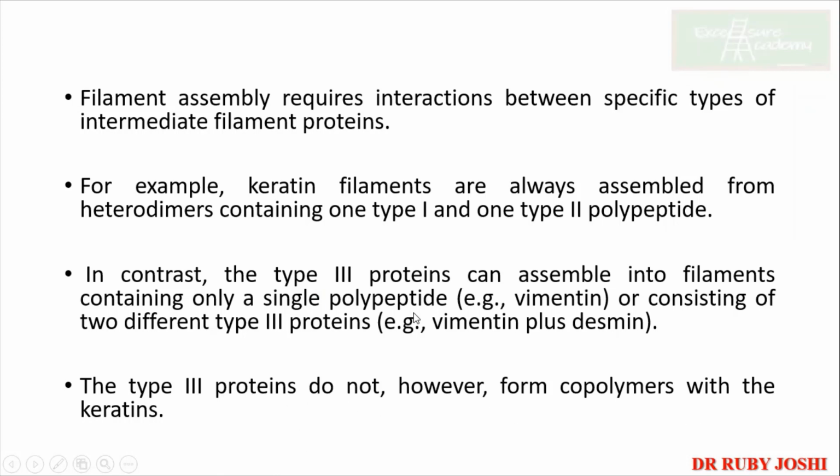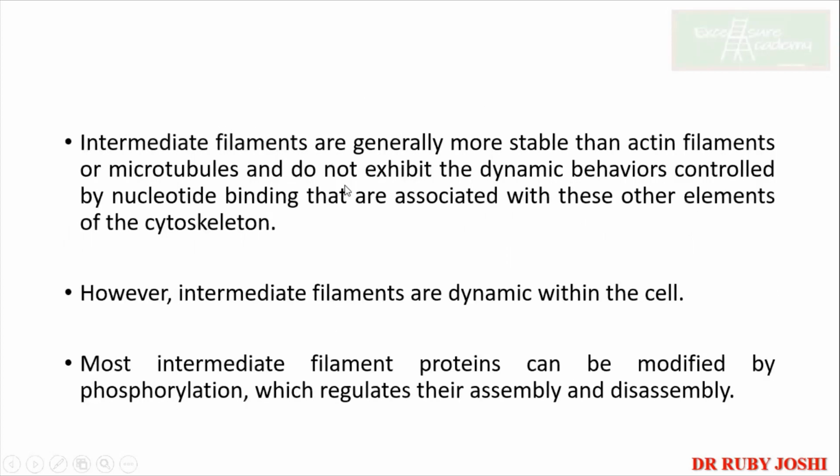So what we are saying here is that keratin type 1 can interact with type 2 intermediate filaments. Okay, now in the case of type 3, it will interact only with another type 3, that is vimentin or desmin, or a combination of these two. But type 3 proteins will not interact with type 1 and type 2. Okay, I hope you got the difference here.